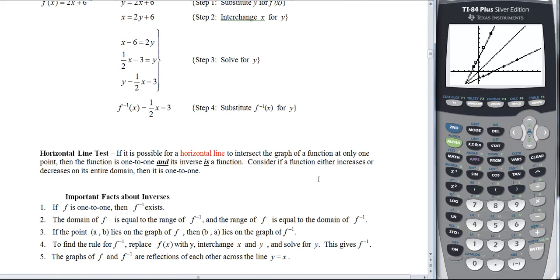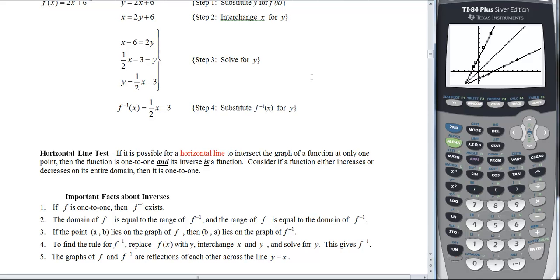Horizontal line test. If it is possible for a horizontal line to intersect the graph of a function at only one point, then the function is one-to-one and its inverse is a function. So, with this linear equation, if I used a horizontal line test, all that means is I can interchange my x and y value, and I would get another, different equation, but it would be a function.